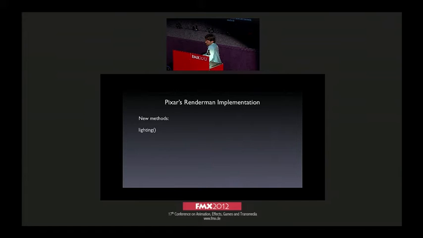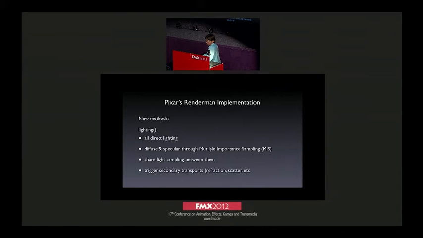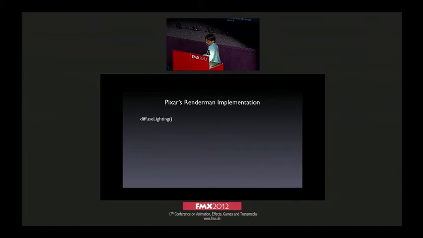So in the Pixar RenderMan implementation, we have new methods. We have the lighting method, which does all direct lighting, diffuse and specular, through this multiple importance sampling. And we can share light sampling between them. And we can trigger the secondary transports, so refraction and scatter. And then our diffuse lighting has the secondary diffuse. You can specify the importance sampling strategy and do the diffuse lighting at ray hits and the rebounds. And the light sampling is only for the secondary diffuse illumination.